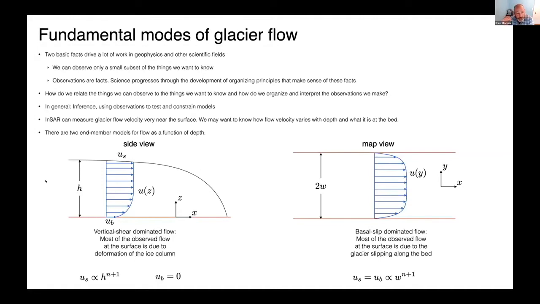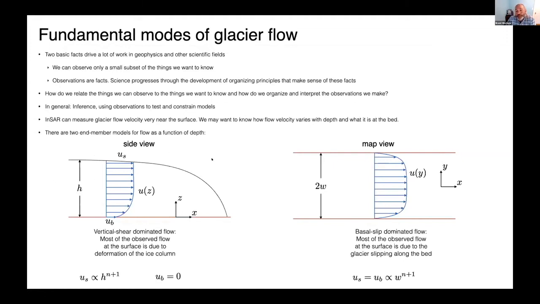With InSAR, we can measure glacier flow velocity at the very near surface. So there's going to be some non-zero penetration depth of the radar, but for the most part, we are measuring the velocity of the surface of the glacier itself. But often we want to know how the ice velocity varies with depth. So how fast is the glacier actually slipping along its bed? And that's not something that we're currently able to measure directly, certainly not using InSAR.